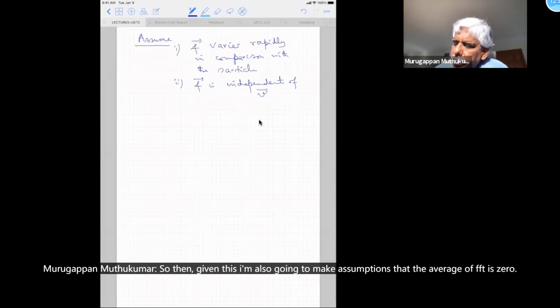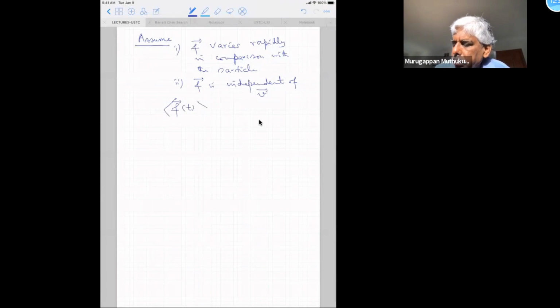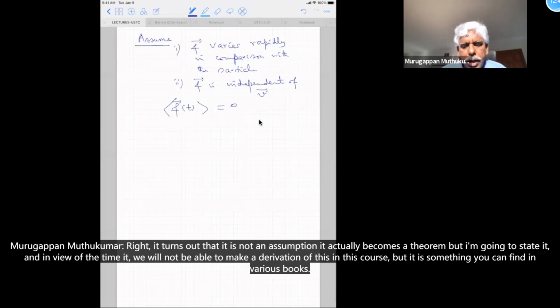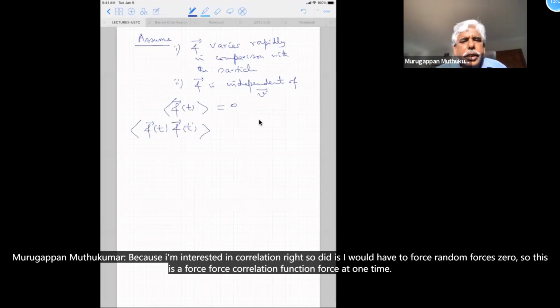Then, given this, I'm also going to assume that the average of F of t is 0. This is one assumption. The second assumption I'm going to make, it turns out that it is not an assumption, it actually becomes a theorem, but I'm going to state it. And in view of the time, we will not be able to make a derivation of this in this course, but this is something you can find in various books. Because I'm interested in correlation, right? So the average random force is 0. So this is a force correlation function.